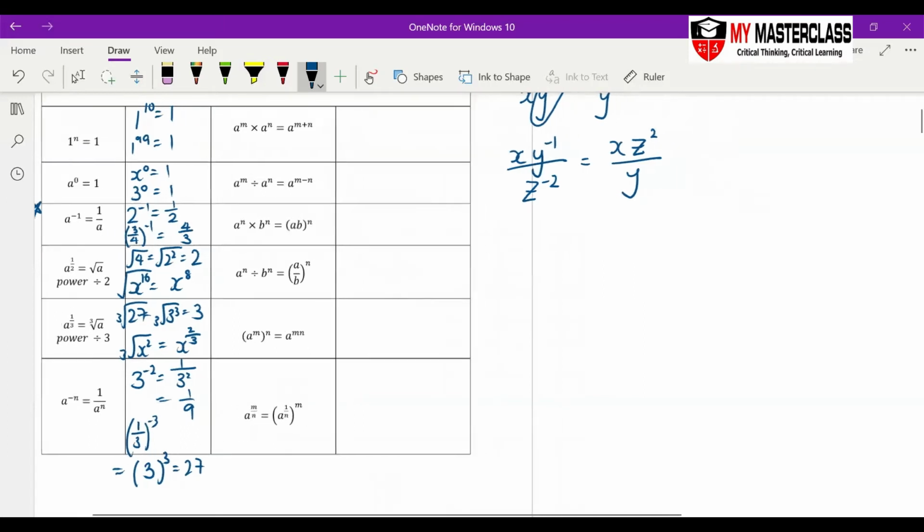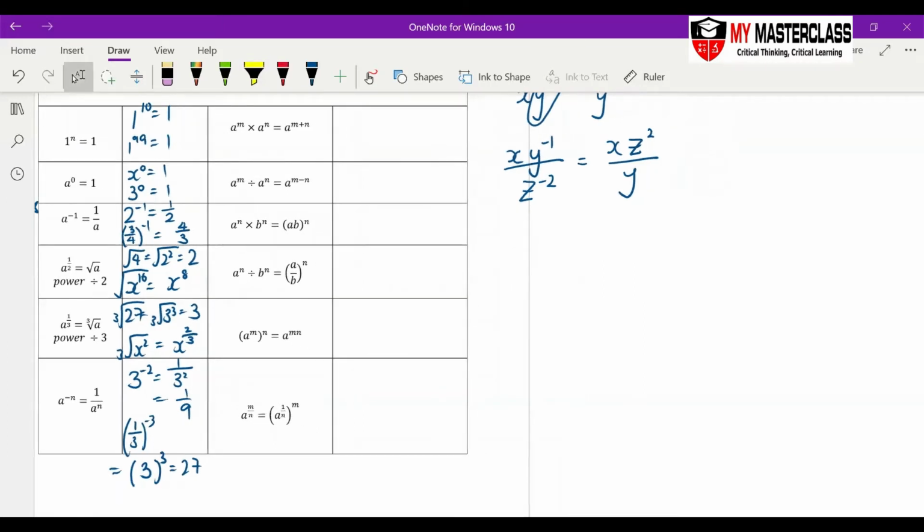Okay, next one, a to the power of m times a to the power of n equals a to the power of m plus n. This is because, let's say I have 2 to the power of 3 times 2 to the power of 2. 2 to the power of 3 is 2 times 2 times 2. 2 to the power of 2 is 2 times 2.